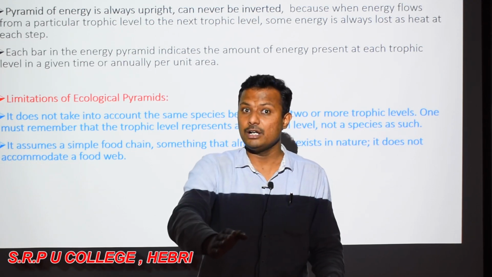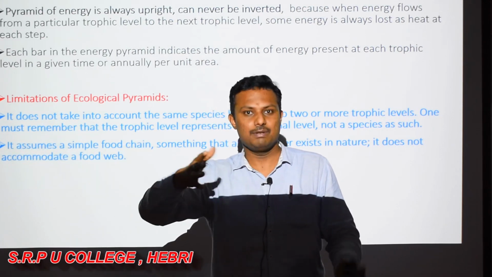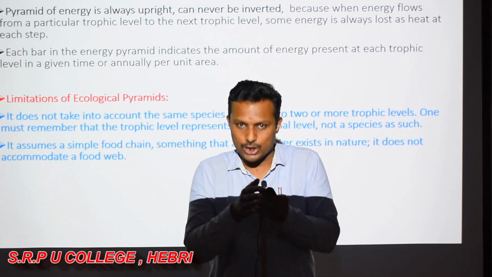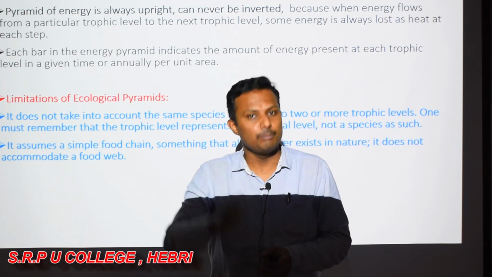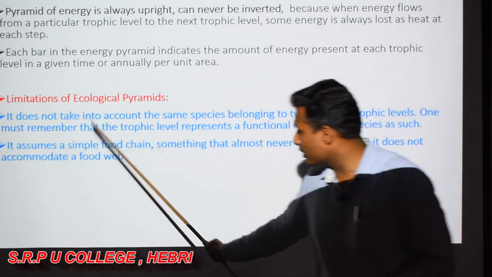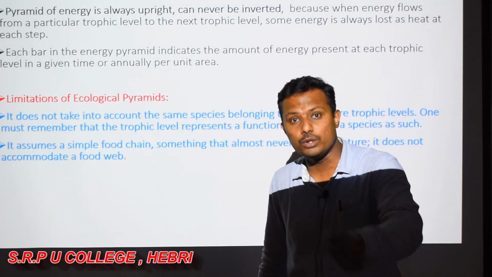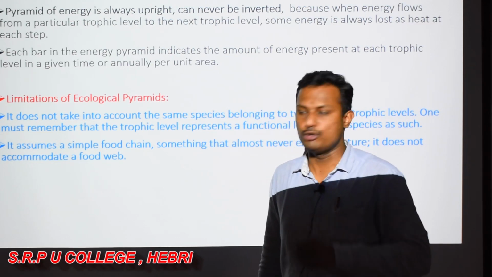They may be depending upon different organisms of different trophic levels. That means, so once again, the trophic level concept also will be collapsed. The food chain concept will also be collapsed. And these ecological pyramids, they do not talk about what? Complex food web. They only talk about simple food chains.